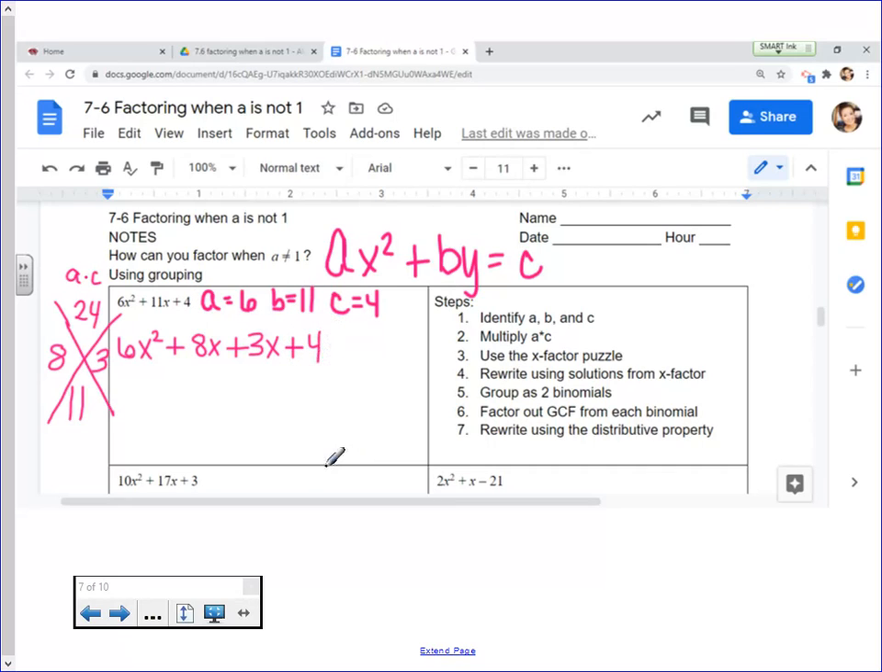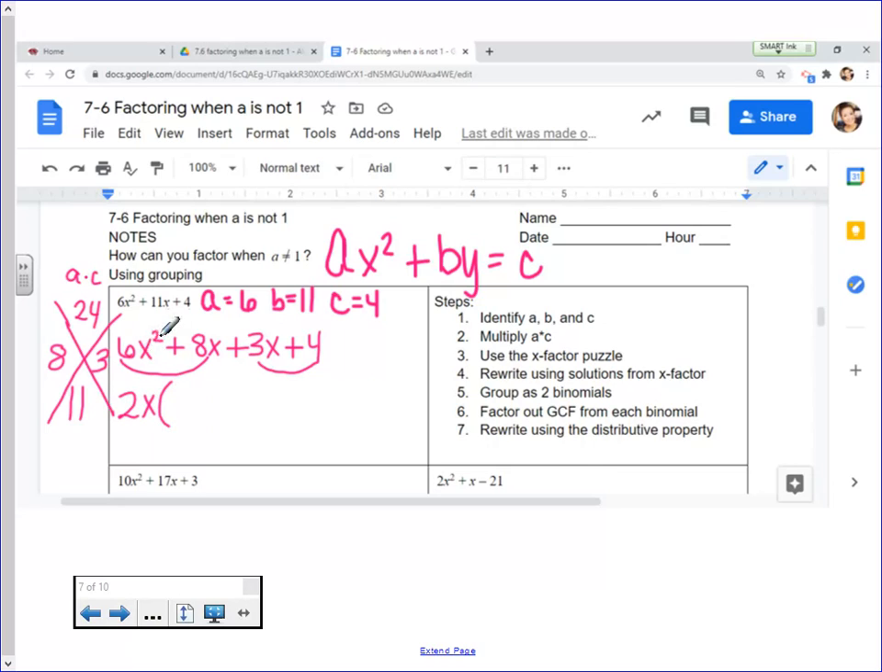So what you're going to do, now that you have it all rewritten, you got the 8 and the 3 from the X factor method, the answers to your X factor method. You're going to group these two at a time, and you're going to find the GCF between the two things. So we want to know what's the GCF between 6x squared and 8x. What's the biggest number they have in common? And do they have an x in common? So take out a 2x.